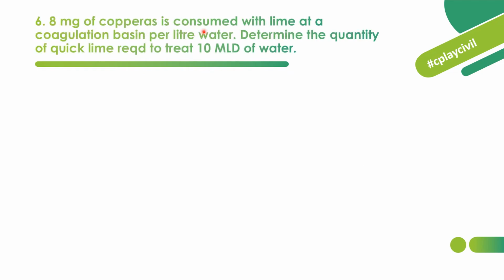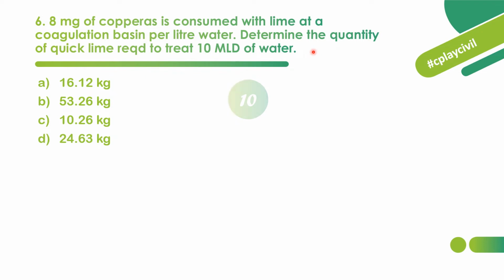8 mg of Copperas is consumed with lime in a coagulation basin per liter of water. Determine the quantity of quicklime required to treat 10 million liters of water. This question is based on the coagulation part of sedimentation, where they have used Copperas as the coagulant.